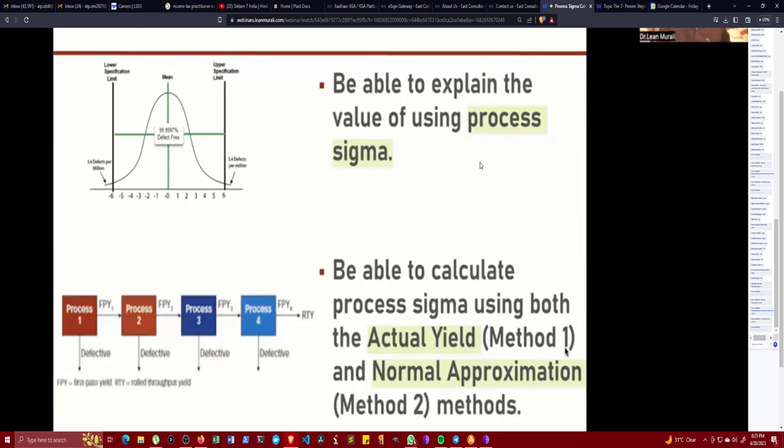So what will be the rolled throughput yield of the process? Please type in the chat box. This is just common mathematics. In the first process, 90% passes through. In the second process, 90% passes through. So what is the overall? If there are 10 processes, each of them at 90%, what will be the final output? Any of you can guess? What is the final rolled throughput yield of the process?